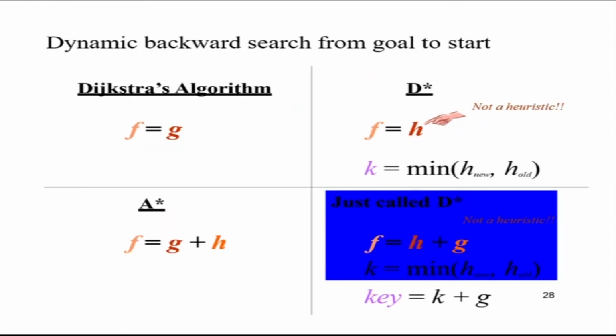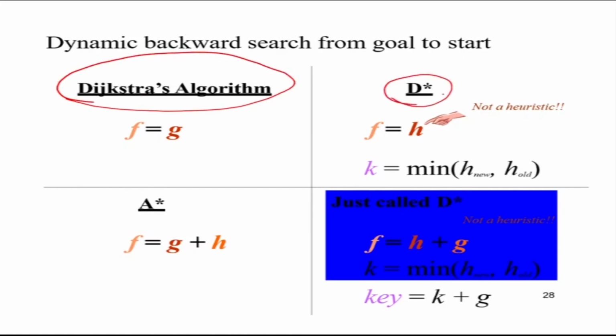Okay, so basically this is the basic difference between Dijkstra's algorithm and D star. Okay, and this is A star. So these are the comparisons between Dijkstra's algorithm, A star, and D star. Okay. Now what we'll look at next is trajectory planning.